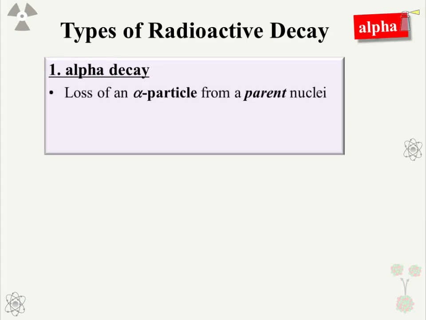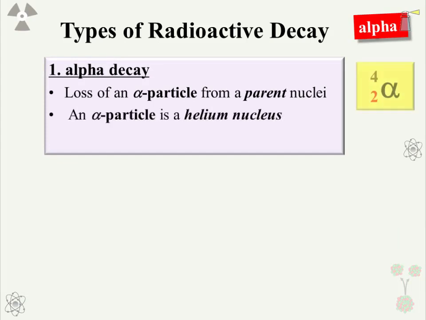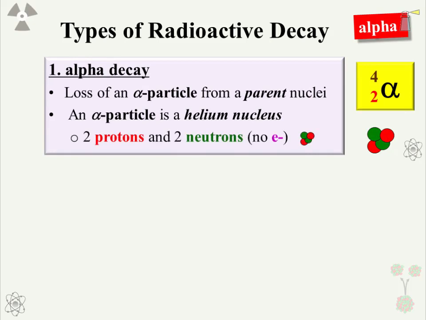It is the loss of an alpha particle from a parent nuclei. An alpha particle is really just a helium nucleus. It consists of 2 protons and 2 neutrons. It does not have any electrons. An alpha particle has a mass number of 4, 2 protons plus 2 neutrons, and a charge of +2 from the protons.